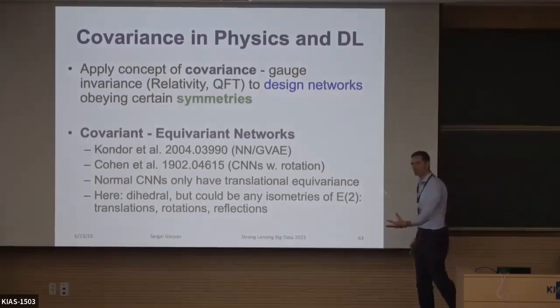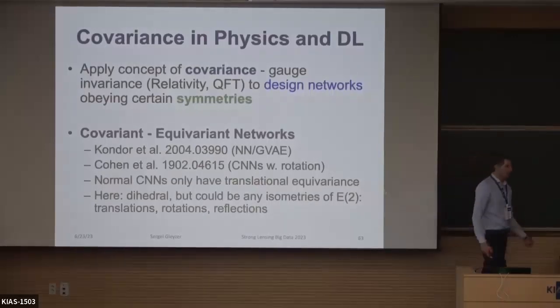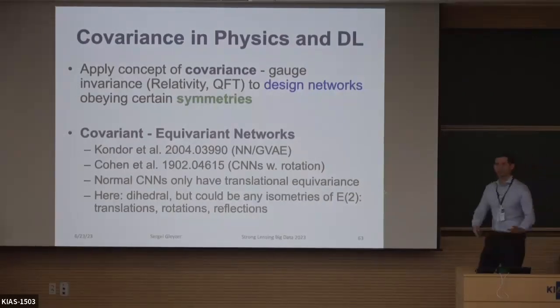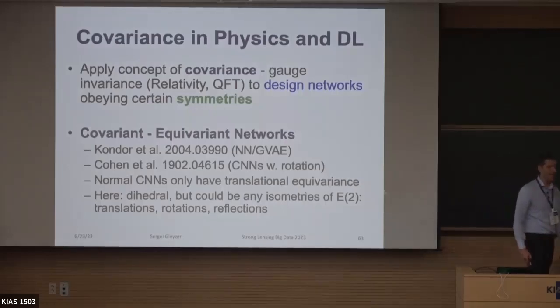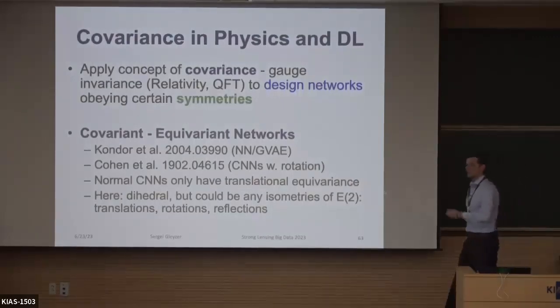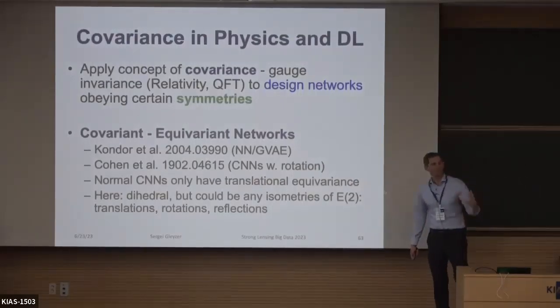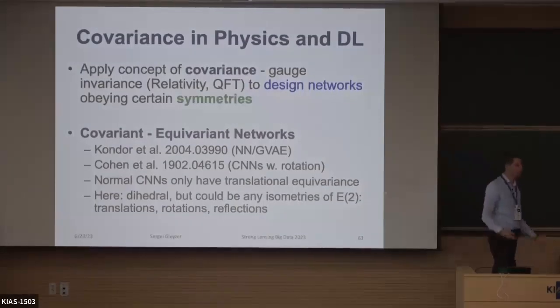Why is this important? It's important if you know that your data comes from a distribution that has a certain symmetry. Then it turns out you can say, I'm going to ignore that information and try to learn it. It turns out to be a harder task than if you know the symmetry and you design your network in such a way that it's going to be invariant under that symmetry. So you don't have to discover it.